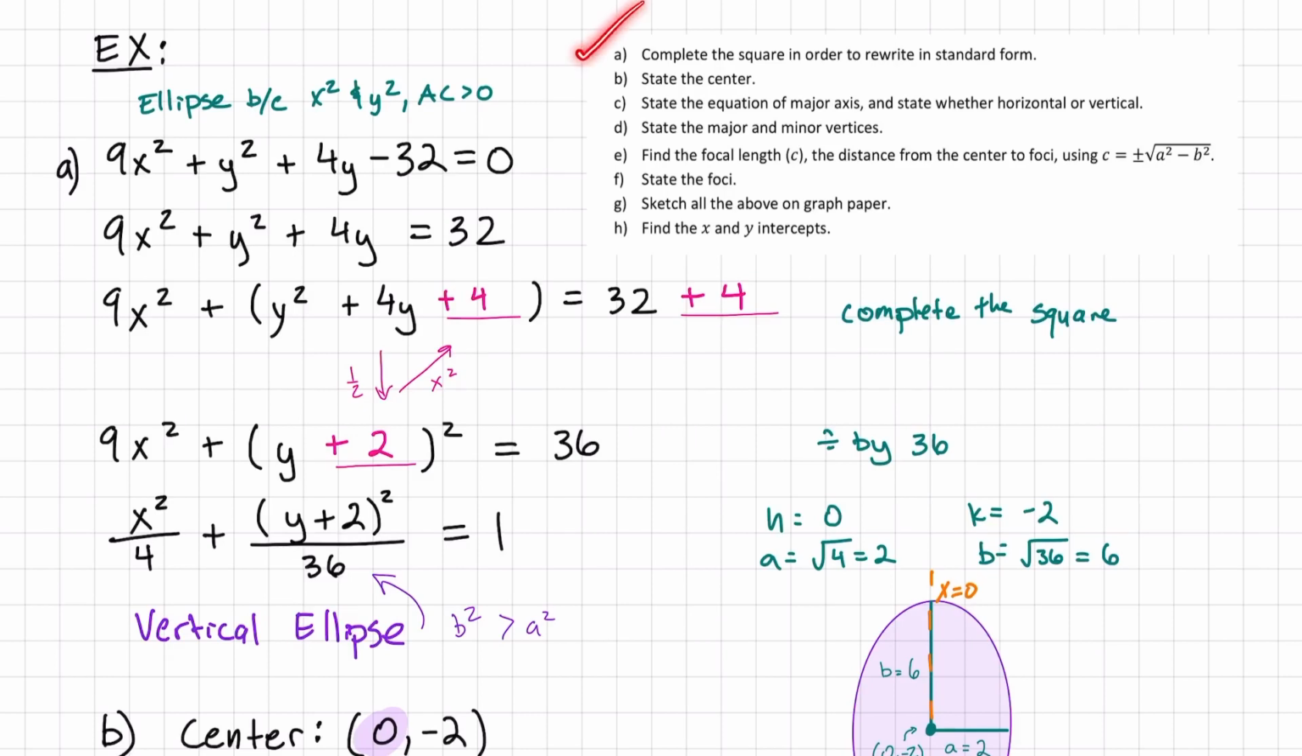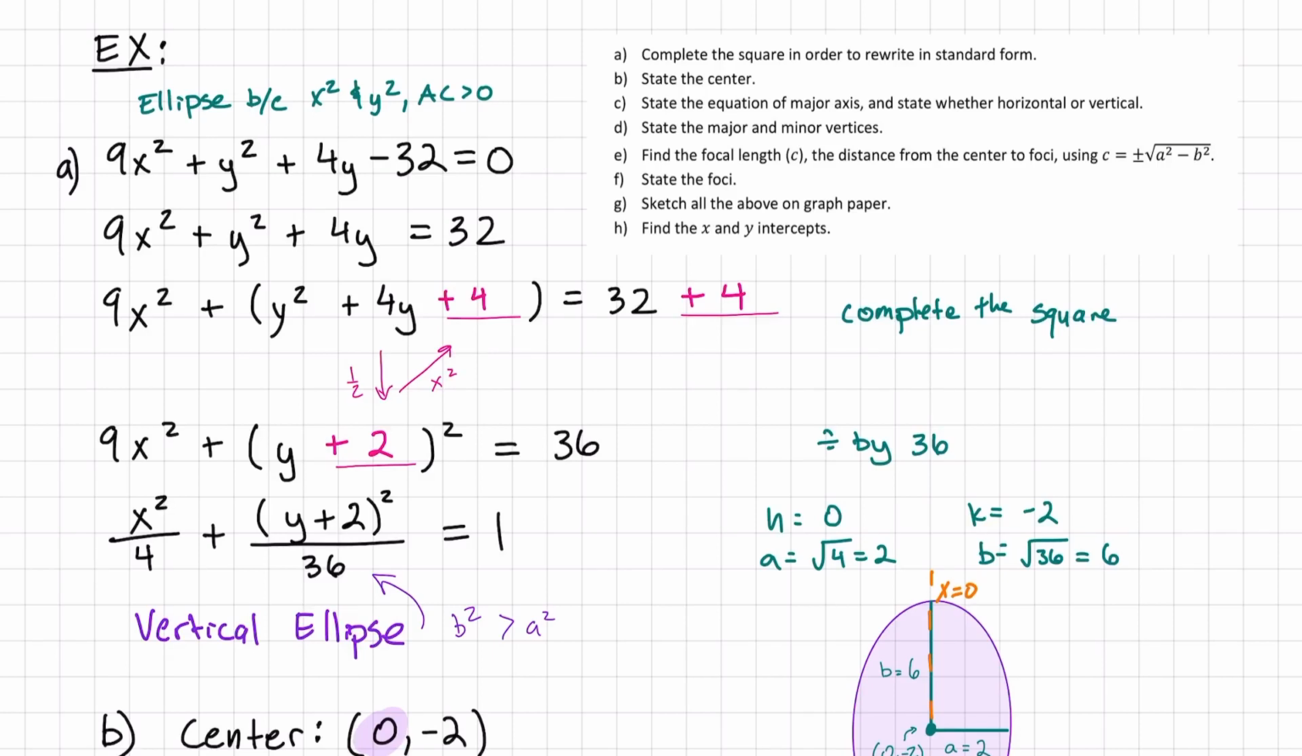So step 1, letter A, is I want us to complete the square and then rewrite it in standard form. To complete the square, my x squared is already in a perfect square situation. It's not about this 9, it's about this x. All my x's are in a perfect square, so we're good to go there. But this y, I do need to complete the square. So I'm going to add the 32 over to the right-hand side just to get it out of the way.